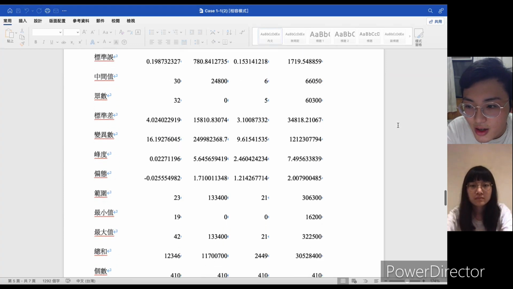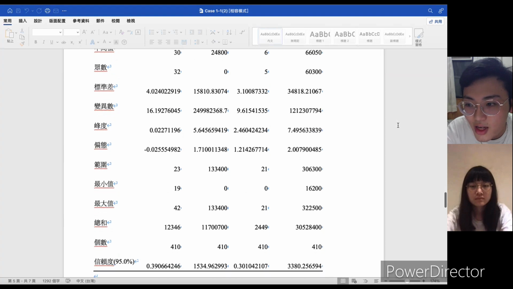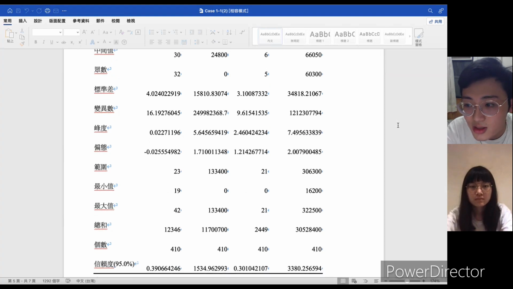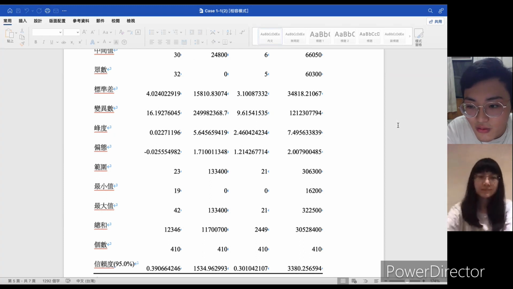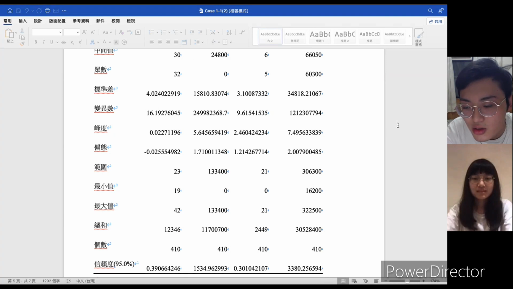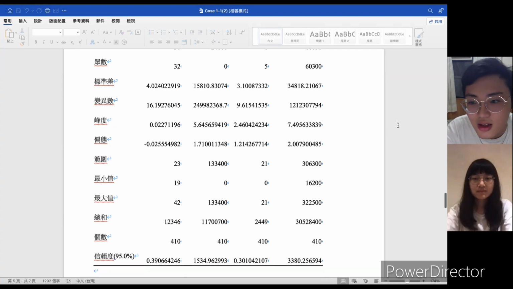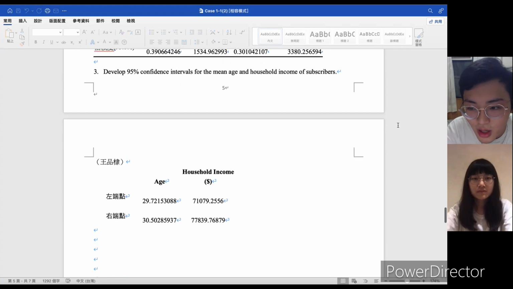And the 95% confidence intervals of age, value of investments, number of transactions, and household income are respectively about 0.39, 1,534.96, 0.3, and 3,380. Okay, that's for question 1.